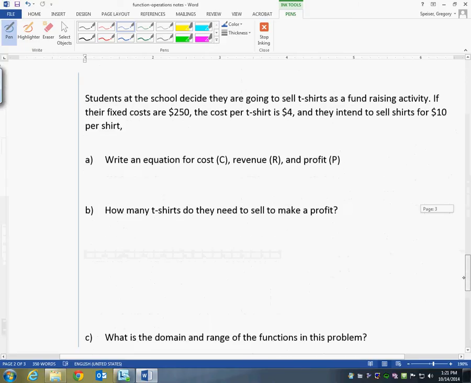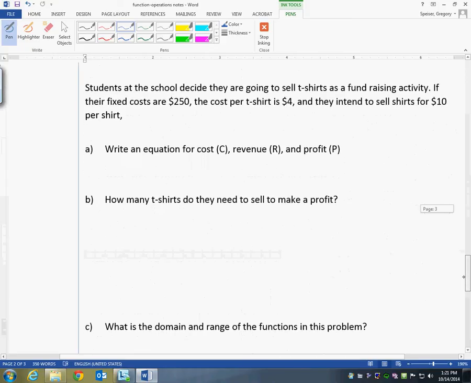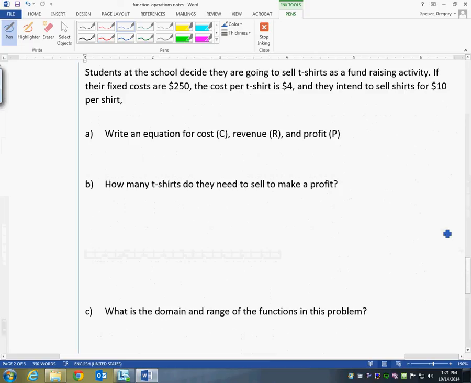But let's get to some of the good stuff about when would you actually ever use this? So let's talk about a word problem here. Students at the school decide they're going to sell t-shirts as a fundraising activity. If their fixed costs are $250, that means just to get the printing presses going, it's going to cost $250, and the cost per t-shirt is $4, and they intend to sell shirts for $10 per shirt, then here are the things we need to do. Write an equation for cost, revenue, and profit. So we're going to have three equations that we're going to write here for part A.